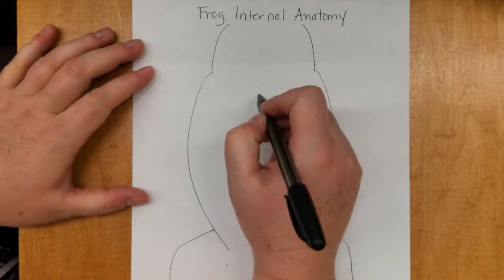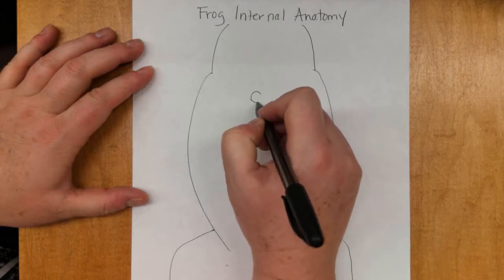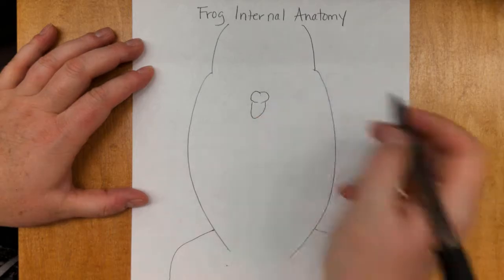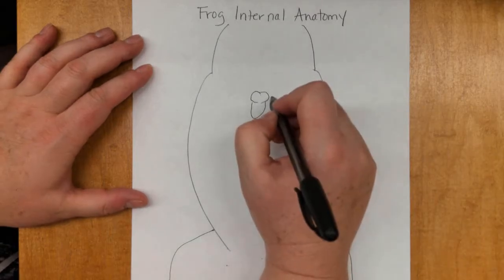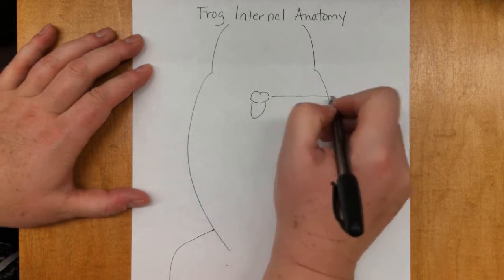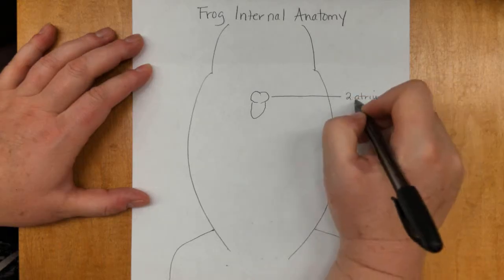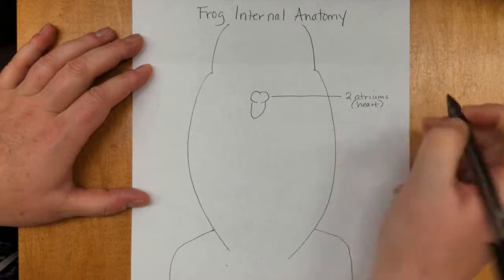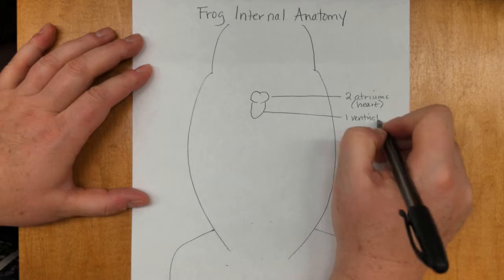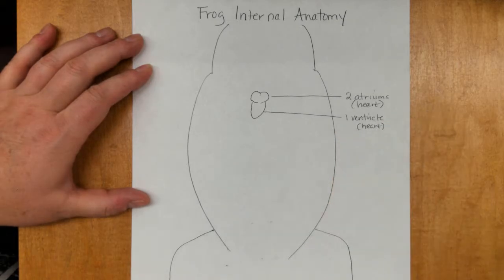So their heart is going to be roughly in the same place ours is relative to our body, and it's going to have 2 atriums and then 1 ventricle down here. So we have a left and a right atrium and then a ventricle. So we're going to mark 2 atriums in the heart and then 1 ventricle, also part of the heart. So these together make up the heart.